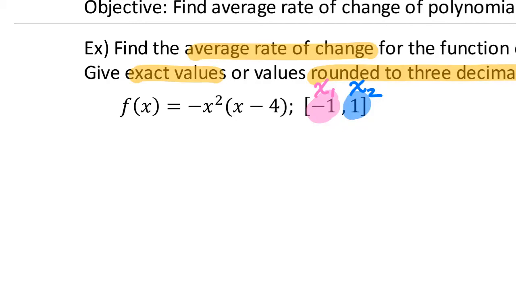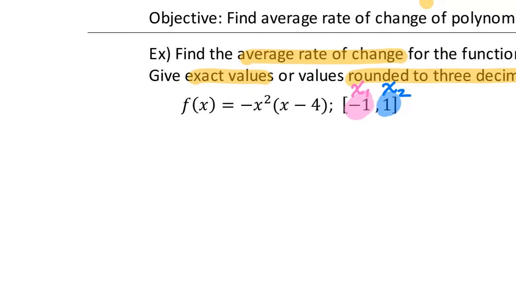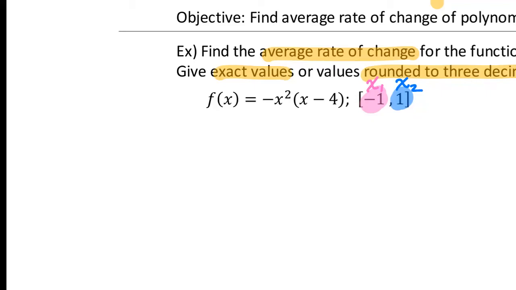So the first thing I want to do is calculate f of x1. But my x1 value, again, is -1. So this is going to really be f of -1. Again, that's because my x1 is -1. So everywhere I see an x, I'm going to plug in -1.